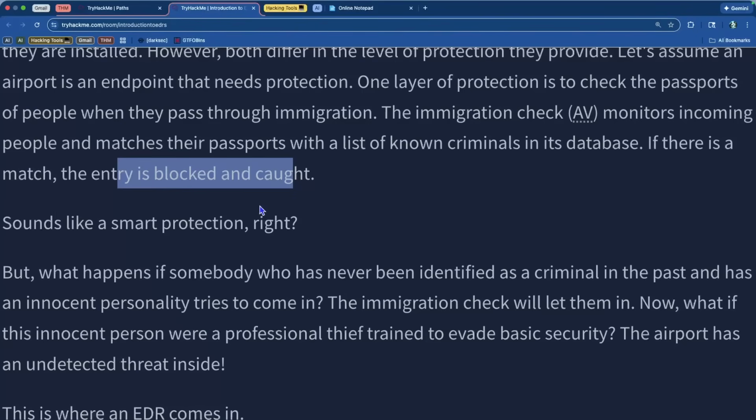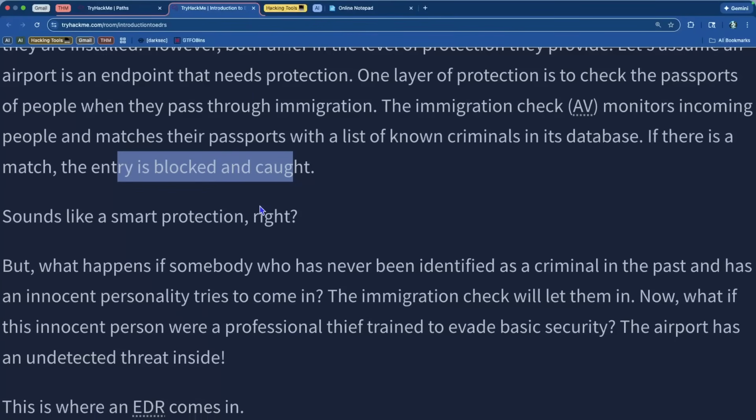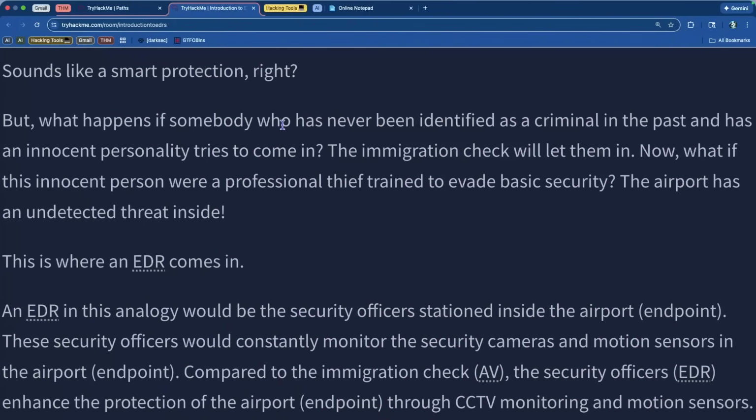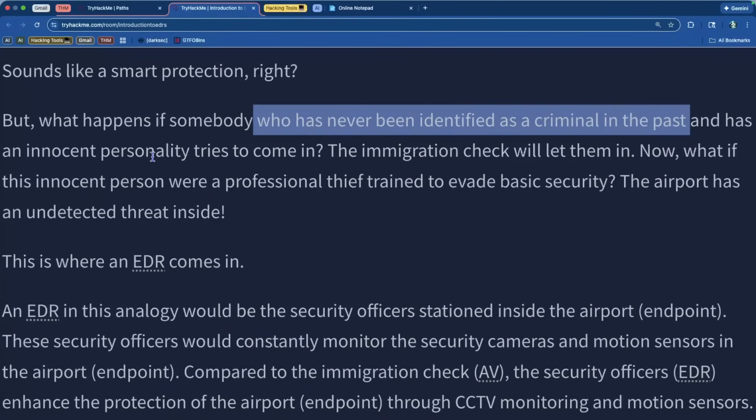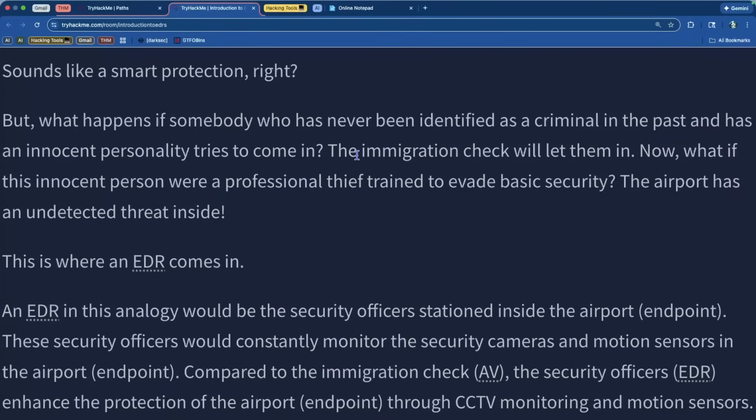So the antivirus solution will look at an IP address against its database. If the IP address is on the list of known malicious IP addresses, it's blocked, right? So that would be one layer. But what happens if somebody who has never been identified as a criminal in the past and has an innocent personality tries to come in? The IP address doesn't have a malicious signature. The hacker bought a brand new IP address through a digital cloud service provider, which is super easy to do. It costs like $5 or something like that. So the immigration check will let them in.